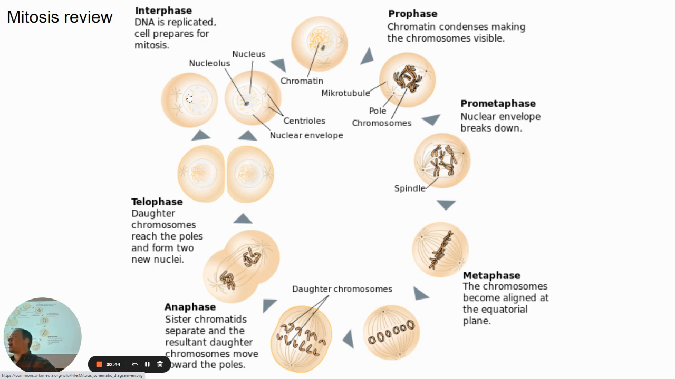They're identical copies. They're genetic clones of the original cell. We call the original cell the parent cell. We call the two cells that are created daughter cells. Those are the terms that are used.